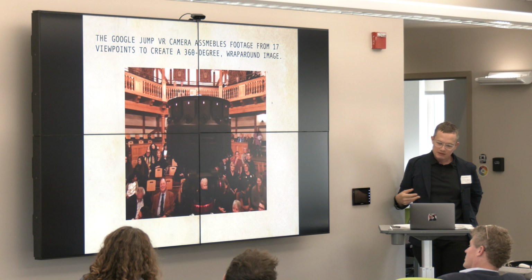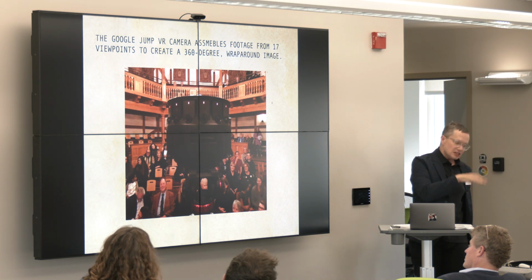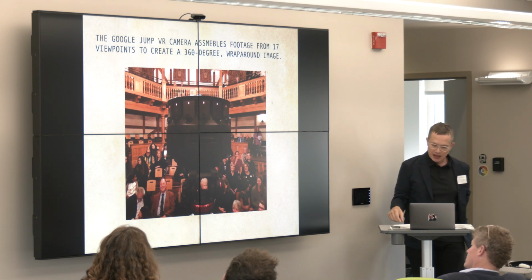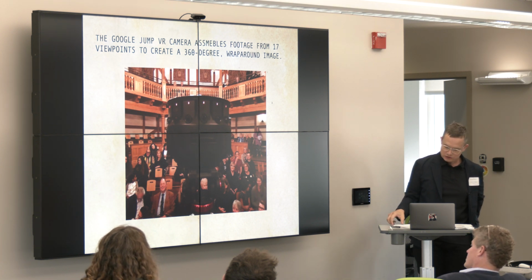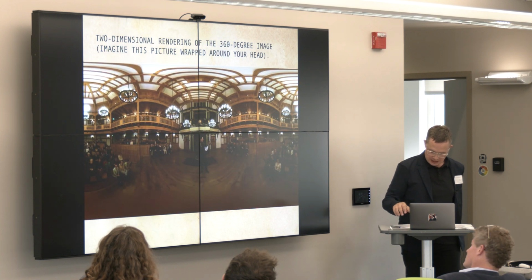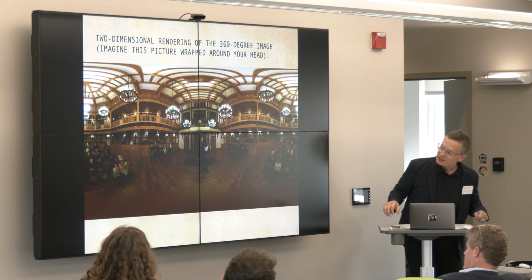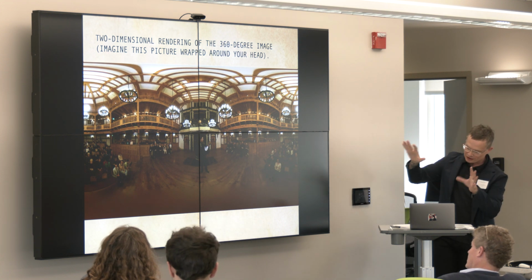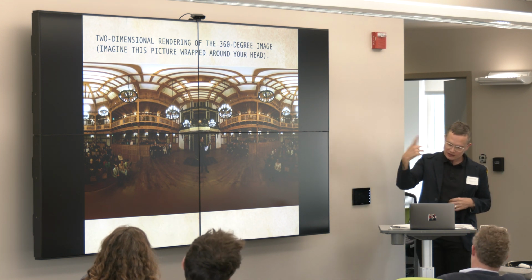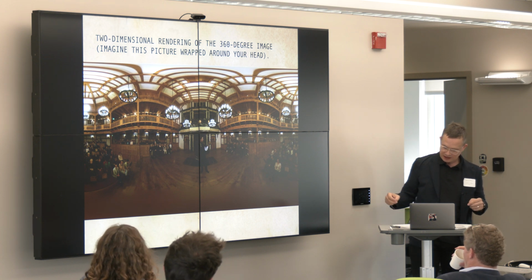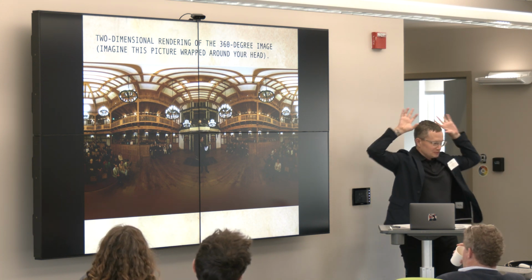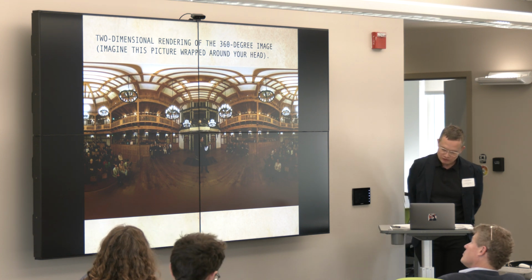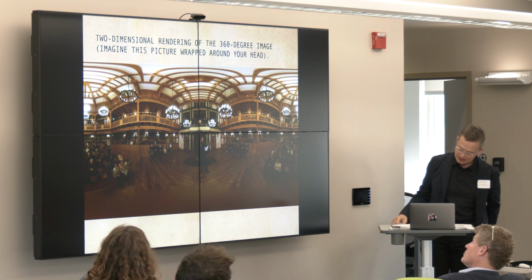And what it does is it automatically assembles footage from each of the 17 cameras in order to create a 360-degree image that users can view on a virtual reality headset. And the image looks something like this. This is bent and stretched out, of course, because this is a two-dimensional rendering of a 360-degree image. But imagine you've got this strapped around your head. So as I mentioned, we shot four four-minute scenes from Hamlet.